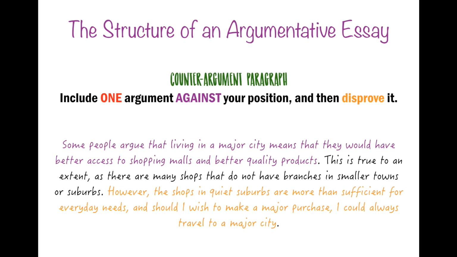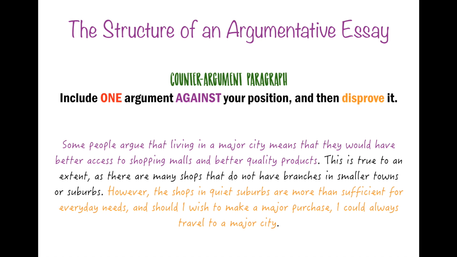Let's have a look at the example. It might become a little bit clearer. Some people argue that living in a major city means that they would have better access to shopping malls and better quality products. So this point that's highlighted in purple disagrees with my own personal opinion. If you remember, I said I would prefer to live in a quiet neighborhood, but this is a reason why it's better to live in a major city. That's what we call the counter-argument.